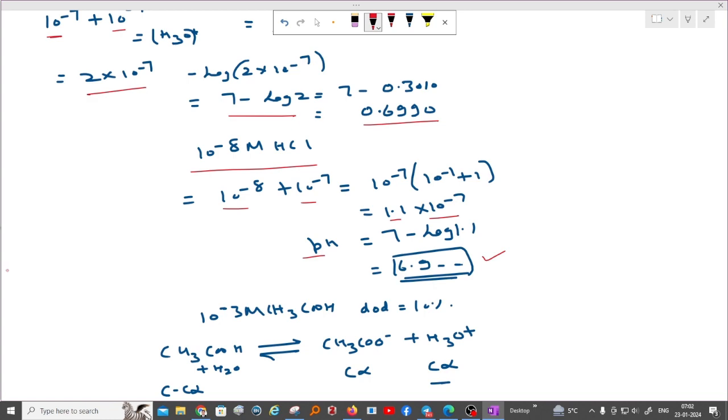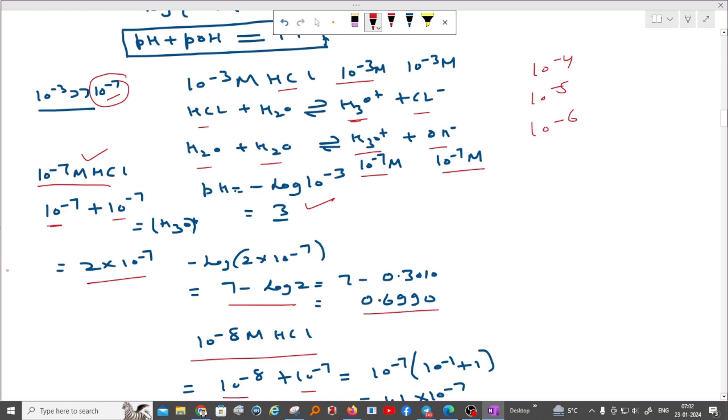So this way we have to first see whether the concentration given for the acid is near to 10 power minus 7 or not. If it is near to 10 power minus 7, then the contribution of hydronium coming from the water also has to be accounted for.